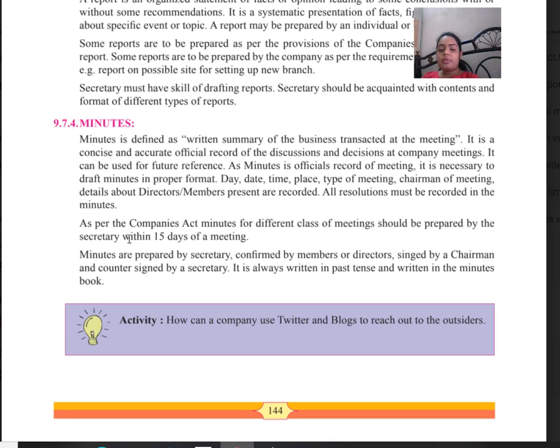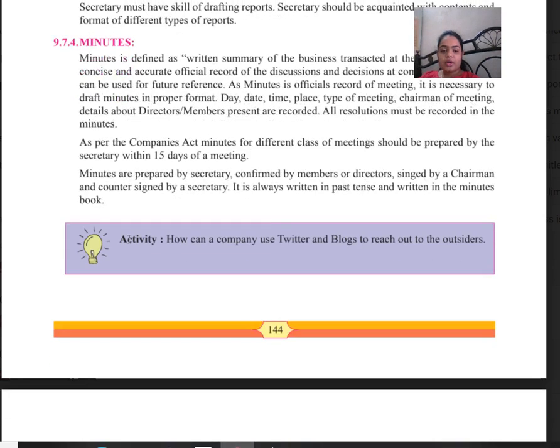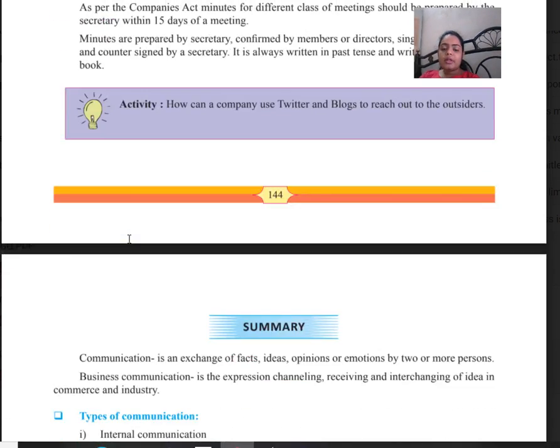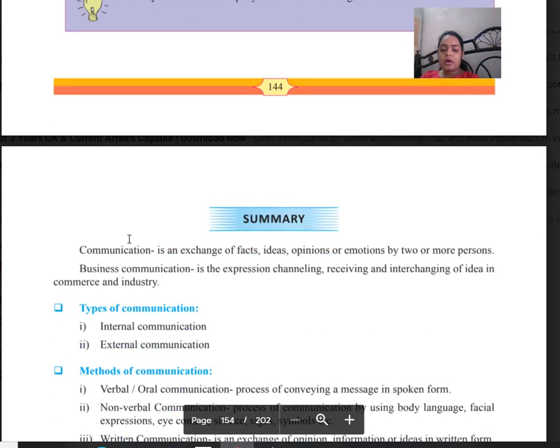So this is about minutes. We have studied minutes in detail in the earlier chapters also. I think with this we come to the end of this chapter, and I hope you have understood the format and how a letter is drafted. From the next class we shall be starting with drafting proper letters. You should practice one letter every day, and see to it that you understand how a letter is drafted.